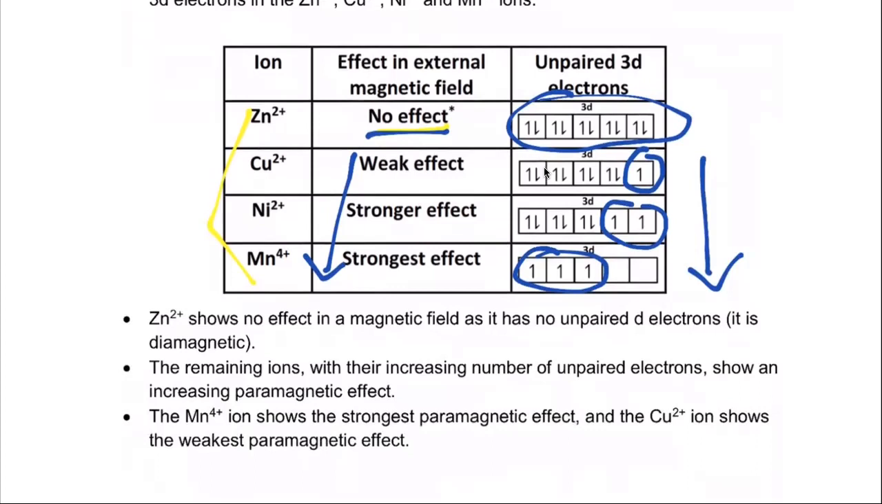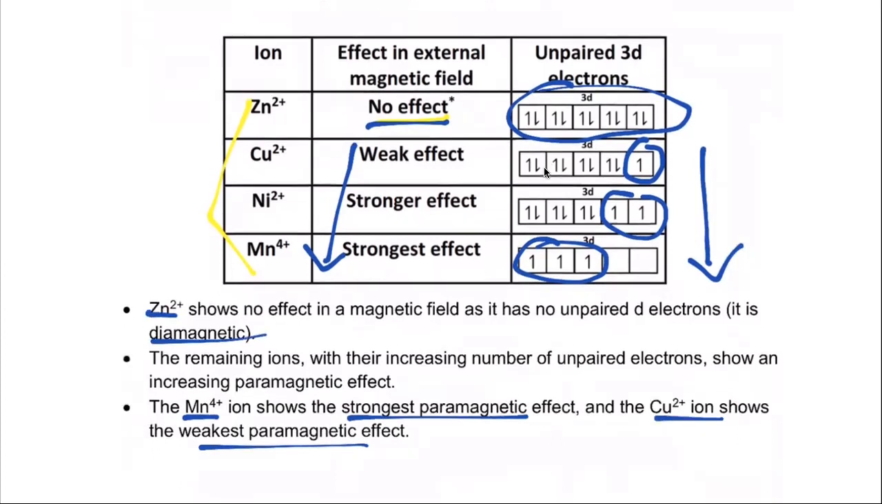And then really this is just summarizing what I said, that the manganese has the strongest paramagnetic effect. Copper shows the weakest paramagnetic effect. Zinc is diamagnetic because it does not show any kind of effect in the magnetic field. And then when you have an increased number of unpaired electrons, you have an increasing paramagnetic effect, or an increasing attraction to that magnet.